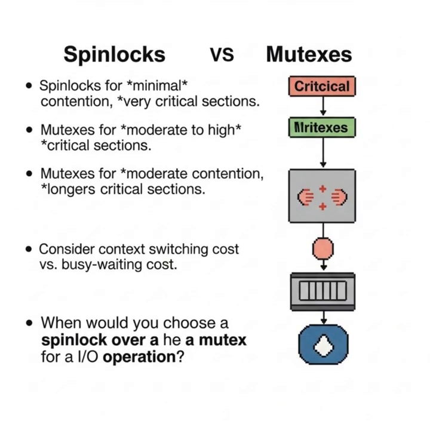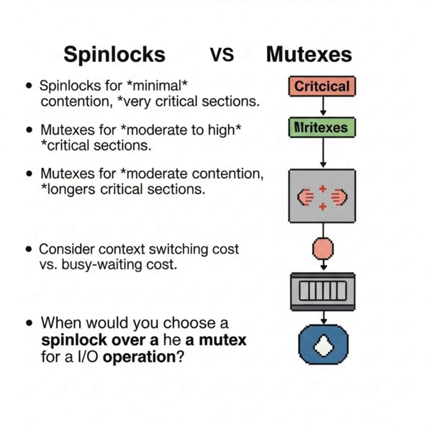So when do you choose which primitive? The decision largely boils down to the expected length of the critical section and the level of contention. You should lean towards Spinlocks for minimal contention and very short critical sections, often measured in just a few CPU instructions. Think of low-level kernel operations where every cycle counts.